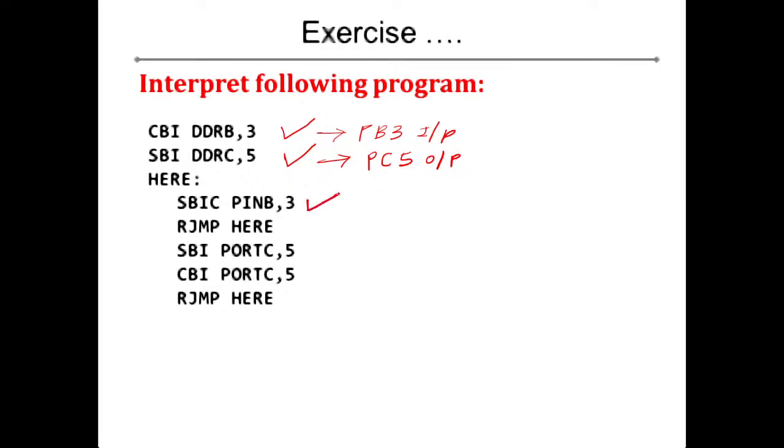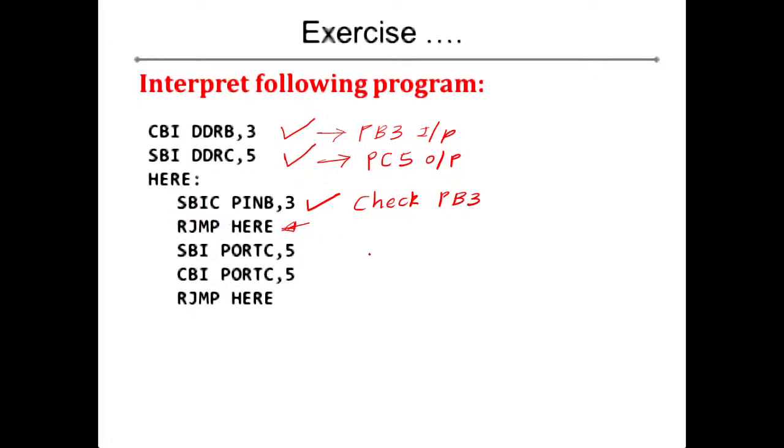What this instruction is saying is: skip the next instruction if the bit is clear. Now what pin is it checking? It is checking the PB3 pin. So it will check the PB3 pin, and if the PB3 pin is cleared, it will skip this instruction, so this instruction will not be executed. But if the PB3 pin is not cleared, it will again check that pin.